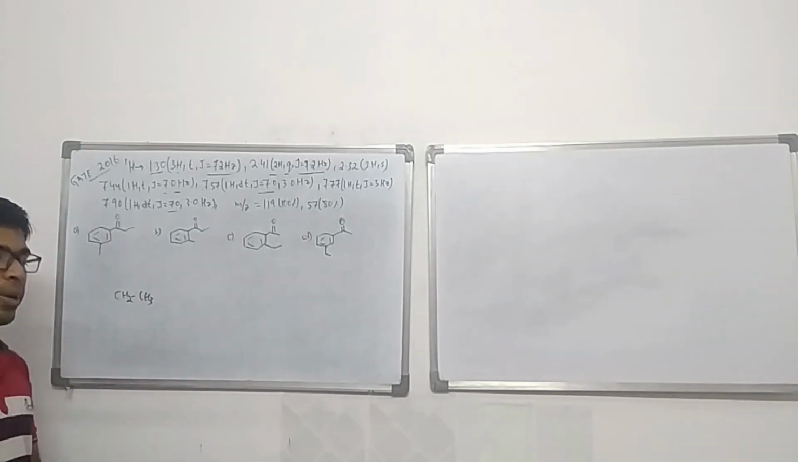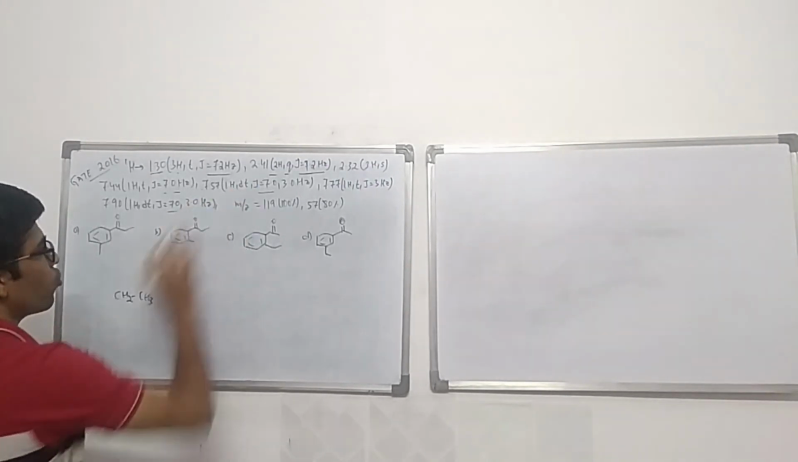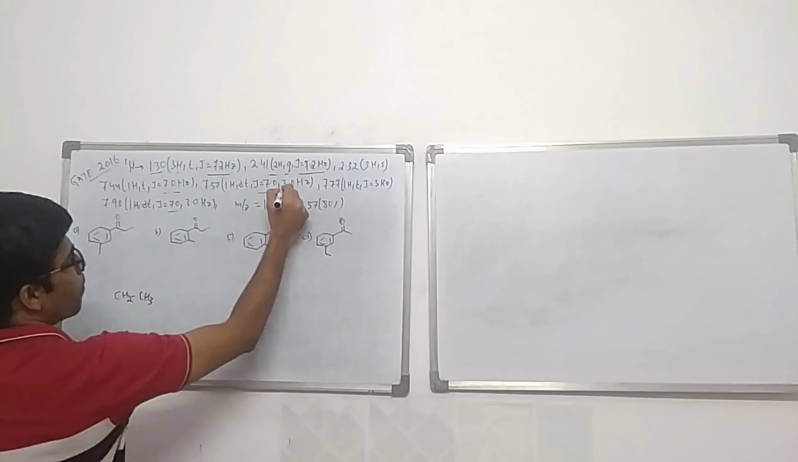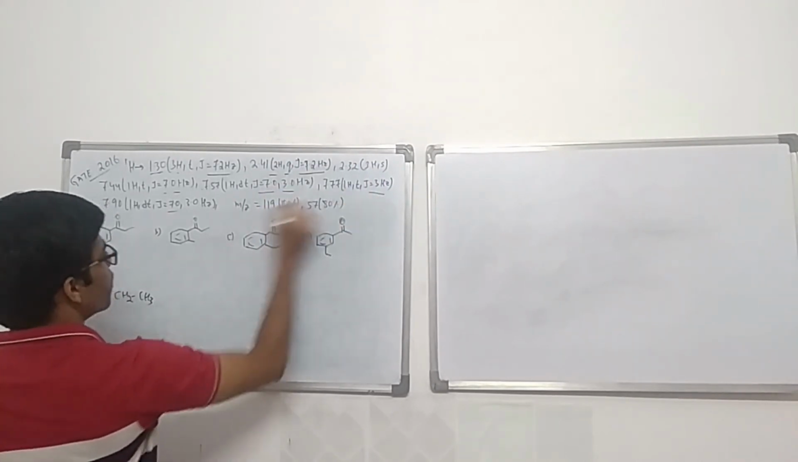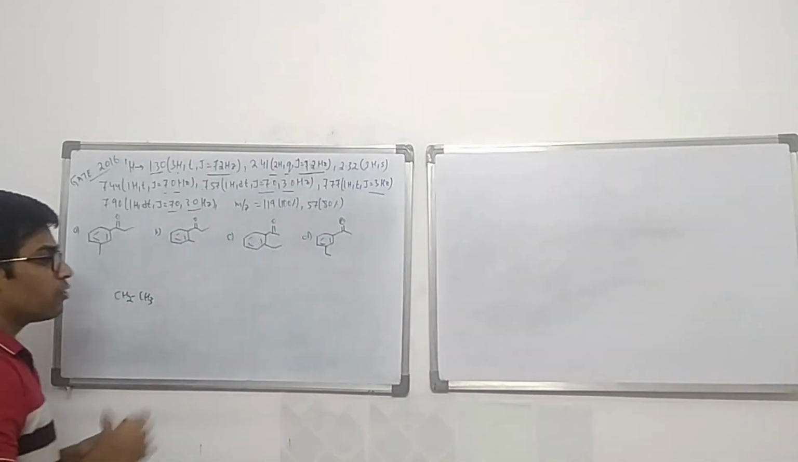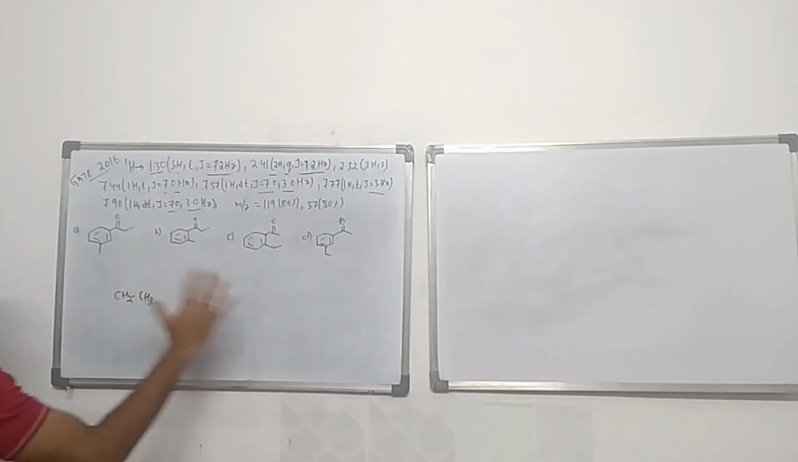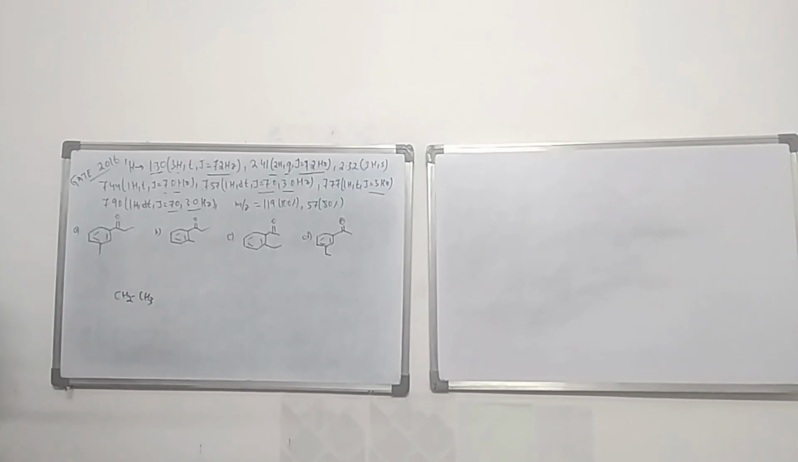Now in aromatic systems, ortho coupling occurs in the range of 7 to 8 Hertz. So we can say there are 3 ortho couplings possible. It is also given a coupling constant of 3 Hertz, 3 Hertz, 3 Hertz. So that means there are 3 meta couplings also possible in our system. Now let us look at the structures one by one.